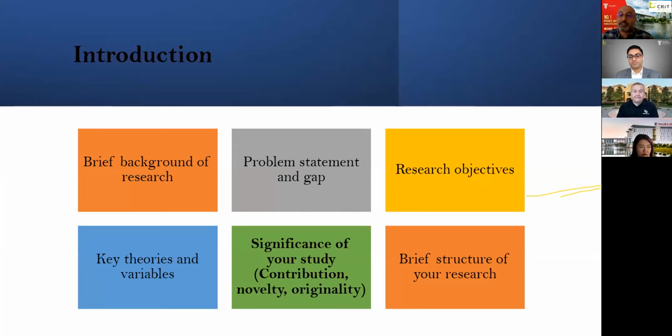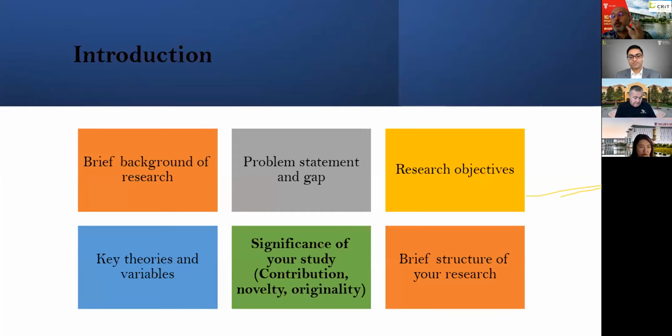After that, you have to explain: if I answer this question and fill this gap, this will be the theoretical and practical significance of my work. Of course, in detail, you will discuss the real theoretical contribution and practical implication in the conclusion. But here in the abstract and introduction, you need to explain the originality, novelty, and significance of your work.